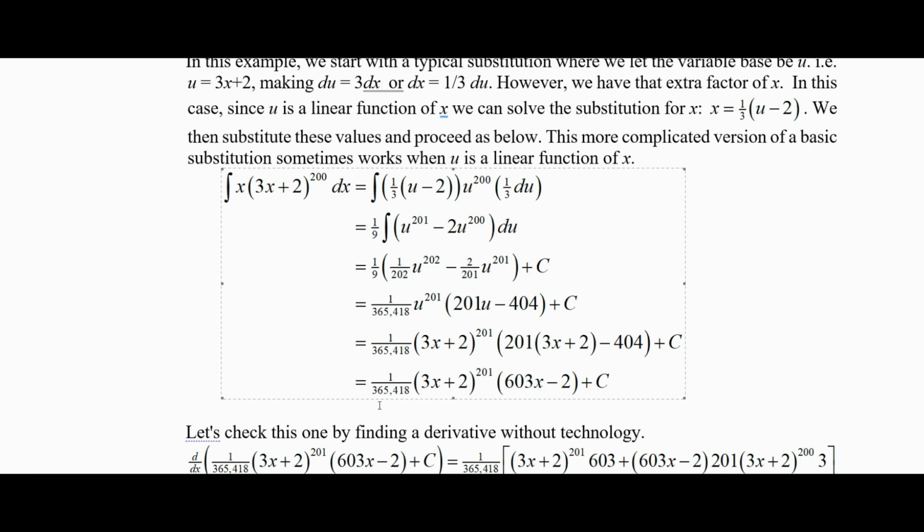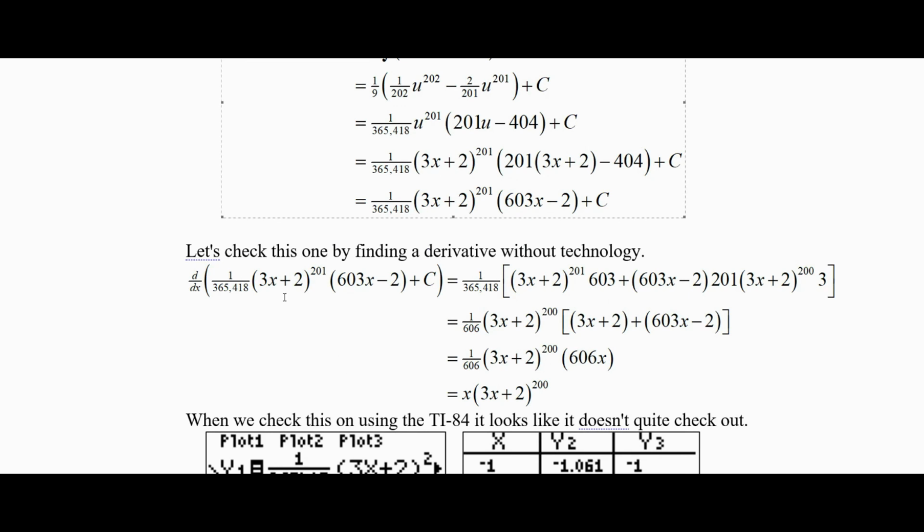All right, so let's check this by hand without some technology, first of all. I've got this coefficient out here that's going to come out front, and then, of course, the derivative of c is 0. And then I'm going to use the product rule here. So it's the first times the derivative of the second. There it is, derivative of the second, 603.